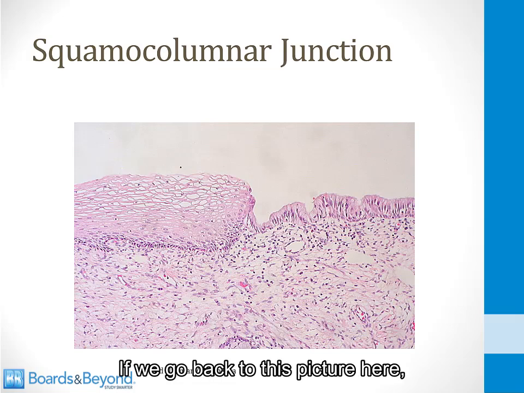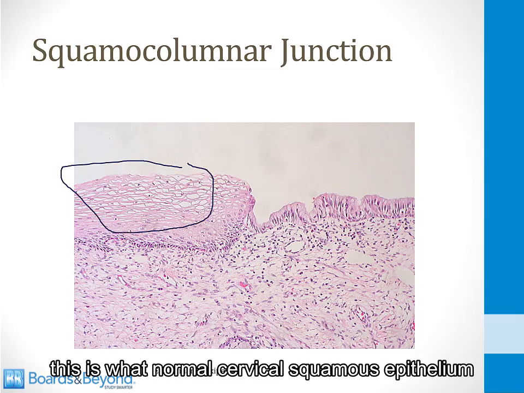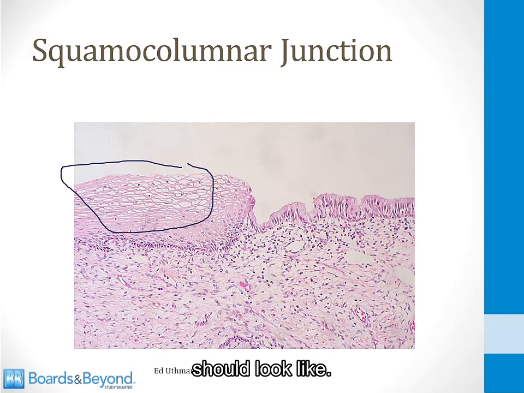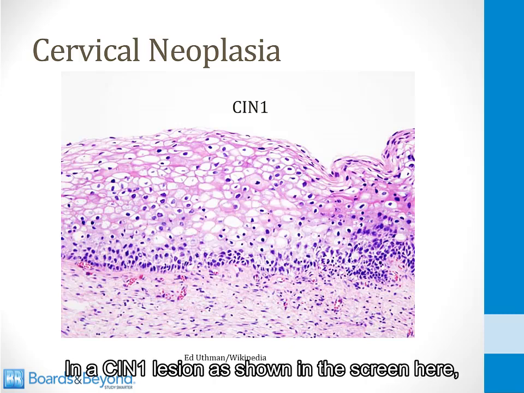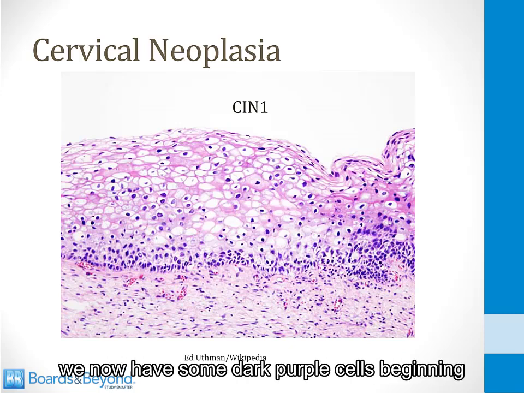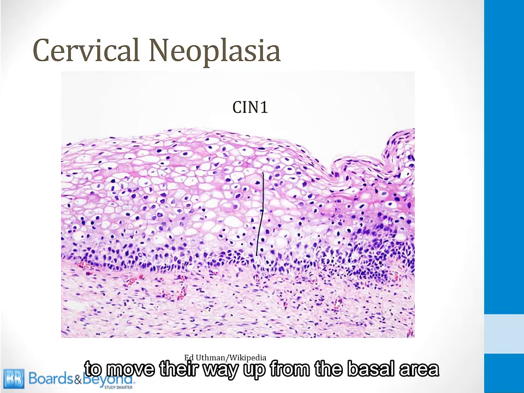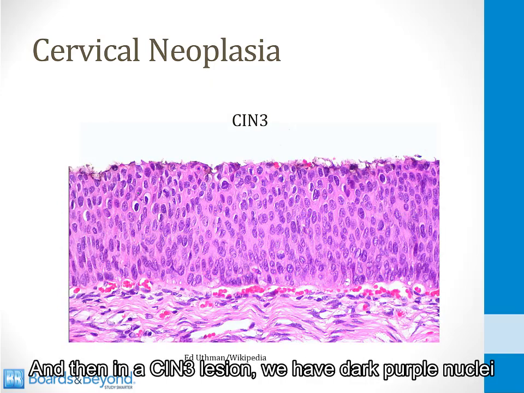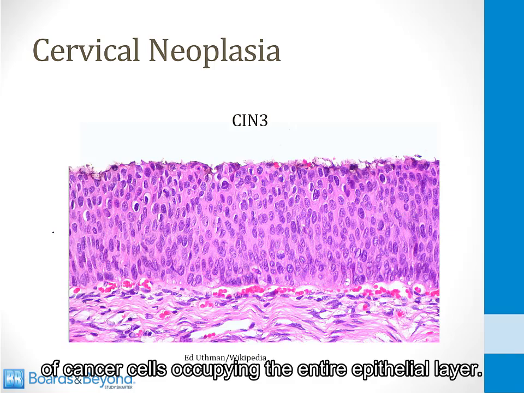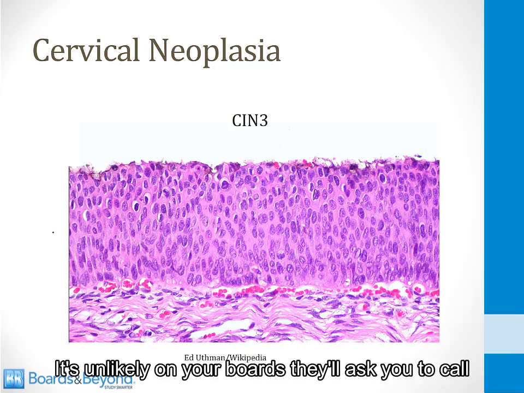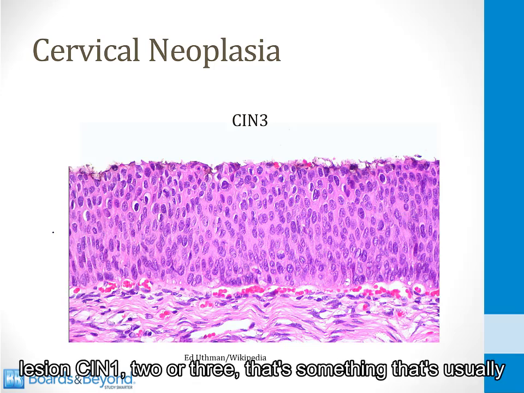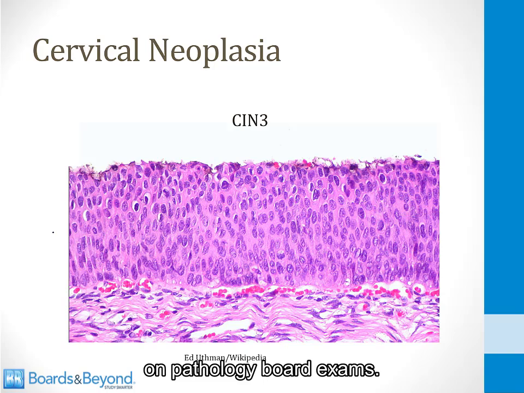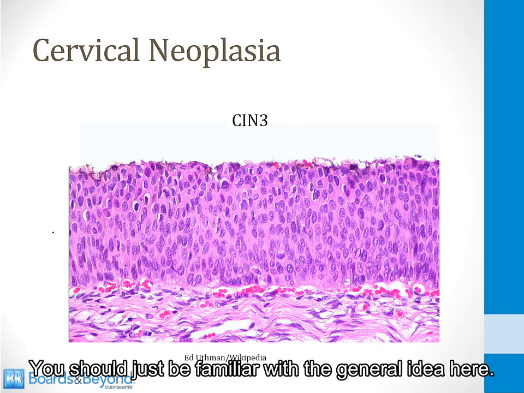If we go back to this picture here, this is what normal cervical squamous epithelium should look like. In a CIN1 lesion, as is shown on the screen here, we now have some dark purple cells beginning to move their way up from the basal layer towards the surface of the epithelium. And then in a CIN3 lesion, we have dark purple nuclei of cancer cells occupying the entire epithelial layer. It's unlikely on your boards they'll ask you to call lesions CIN1, 2, or 3. That's something that's usually on pathology board exams. You should just be familiar with the general idea here.